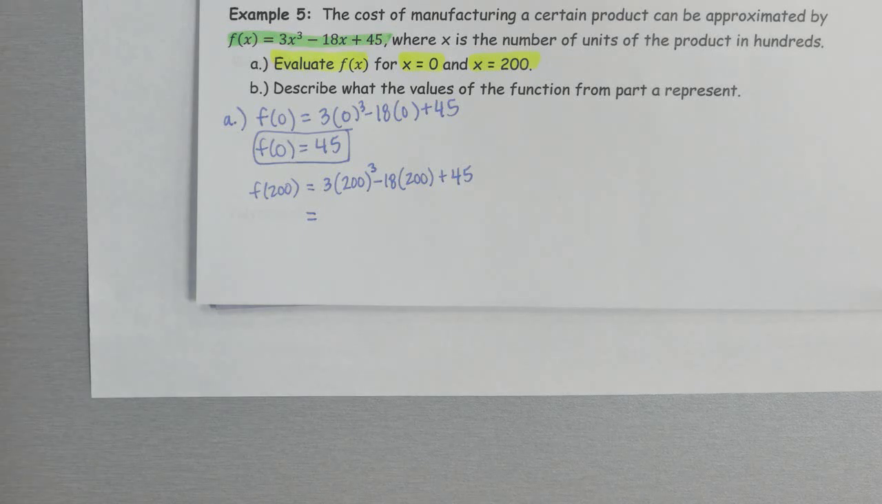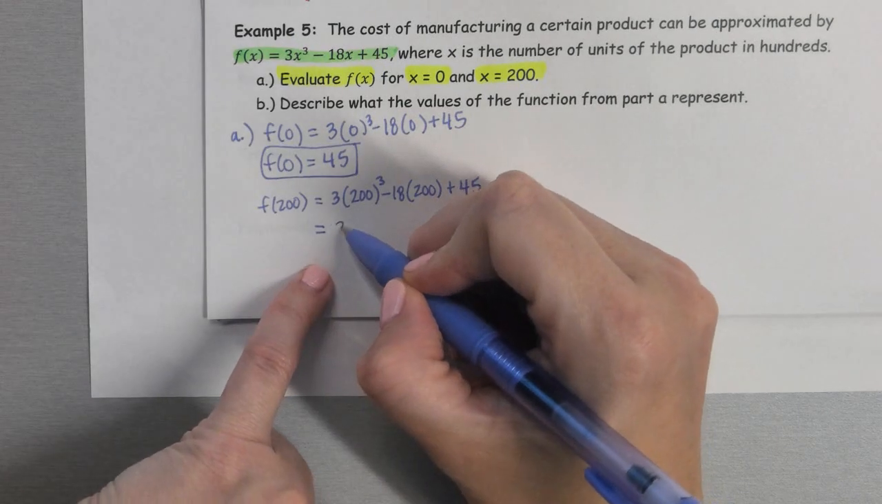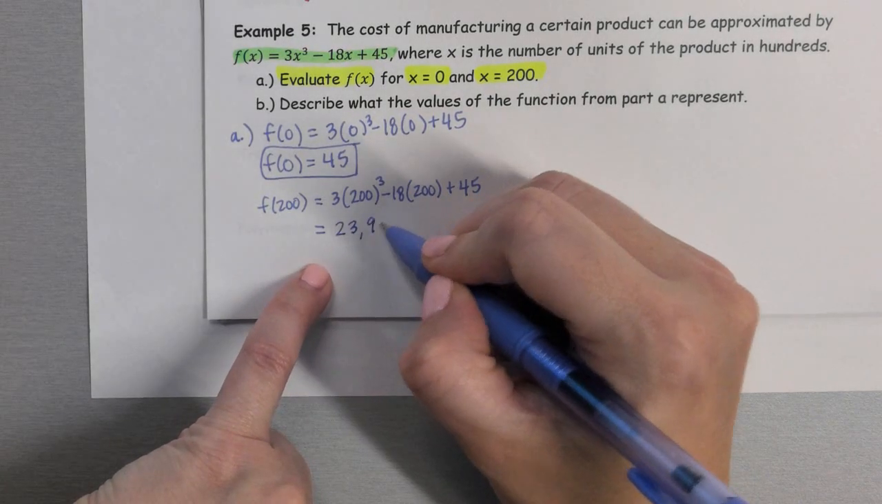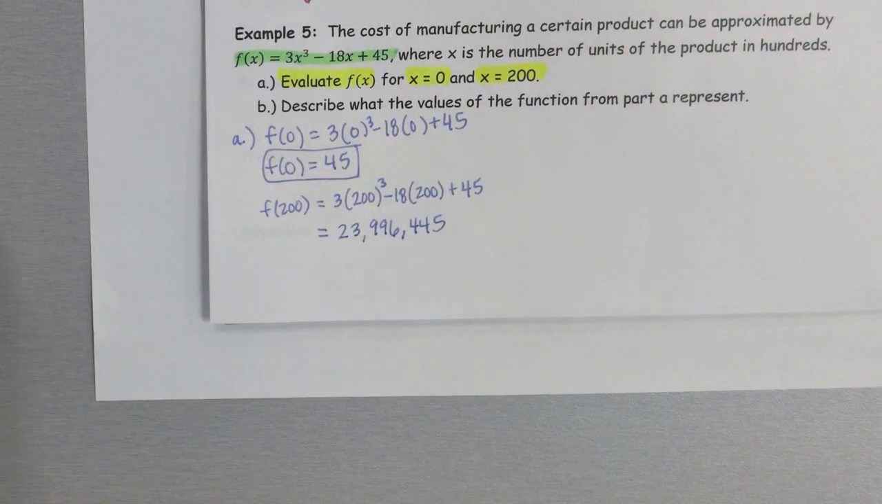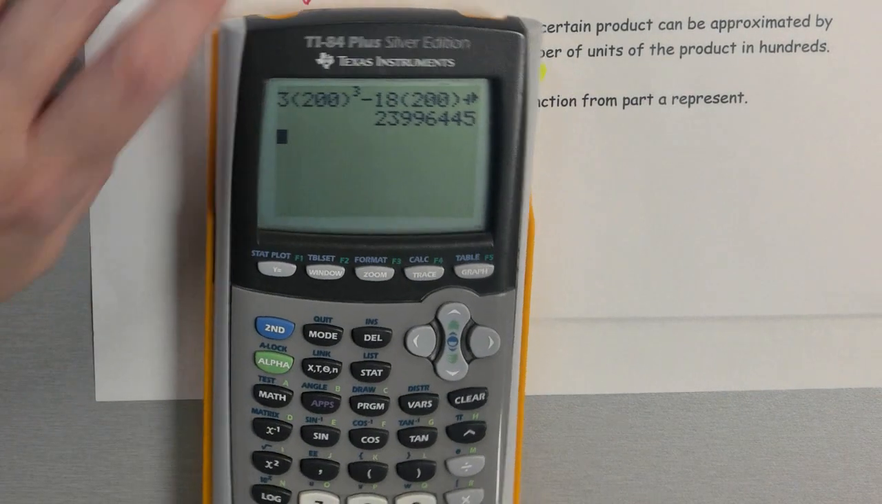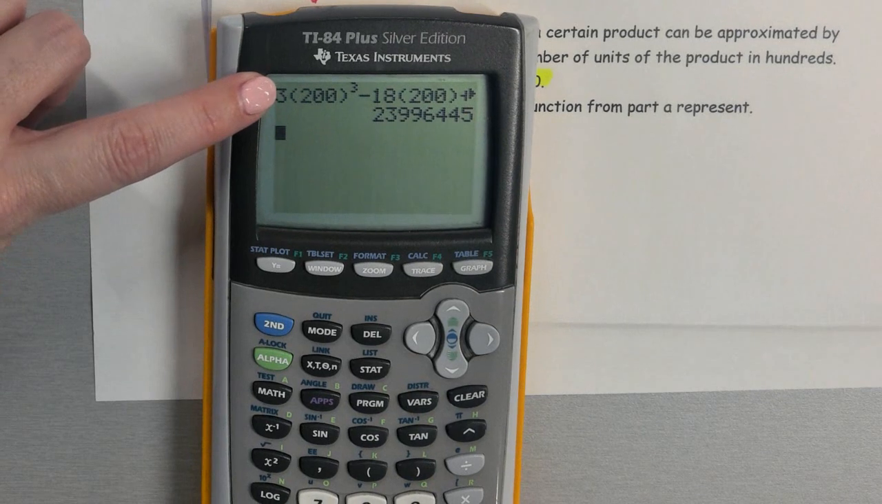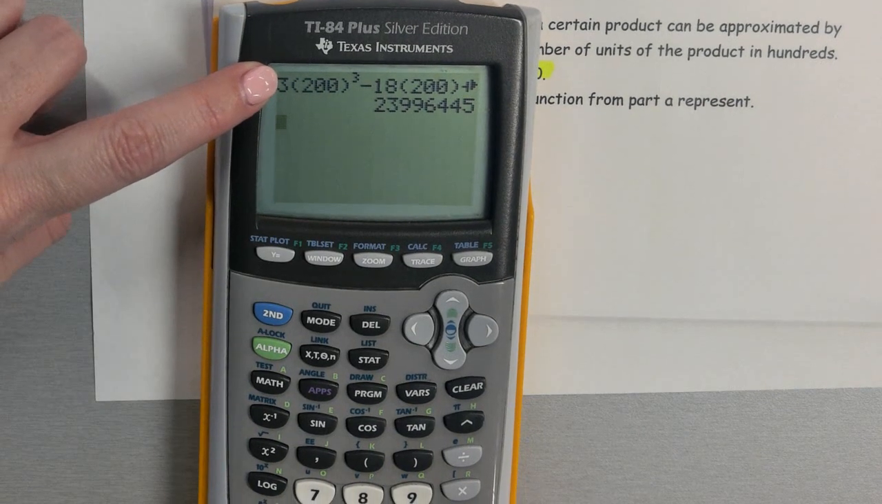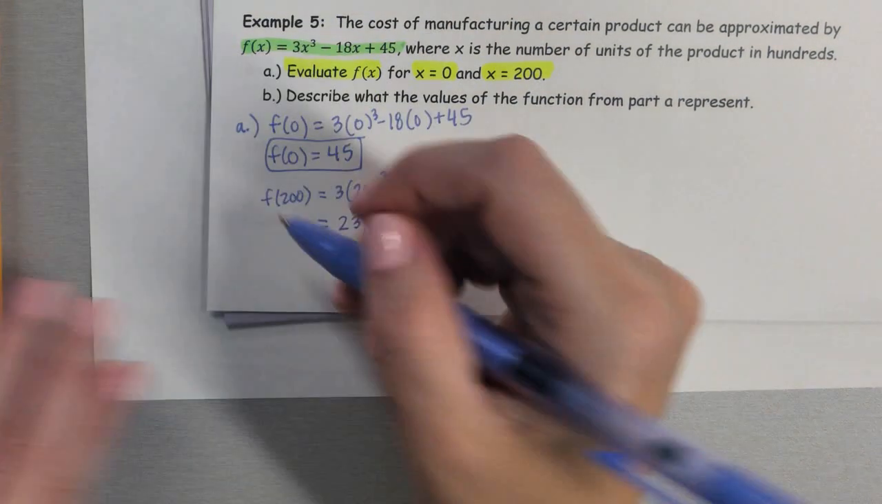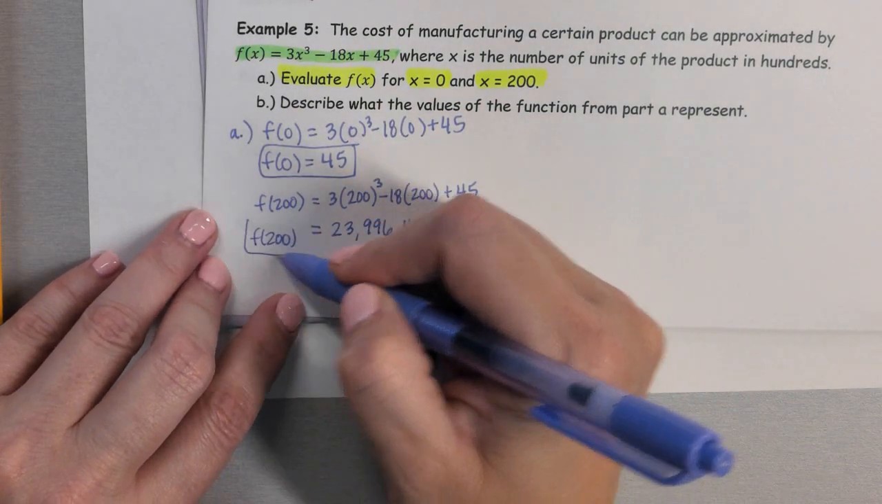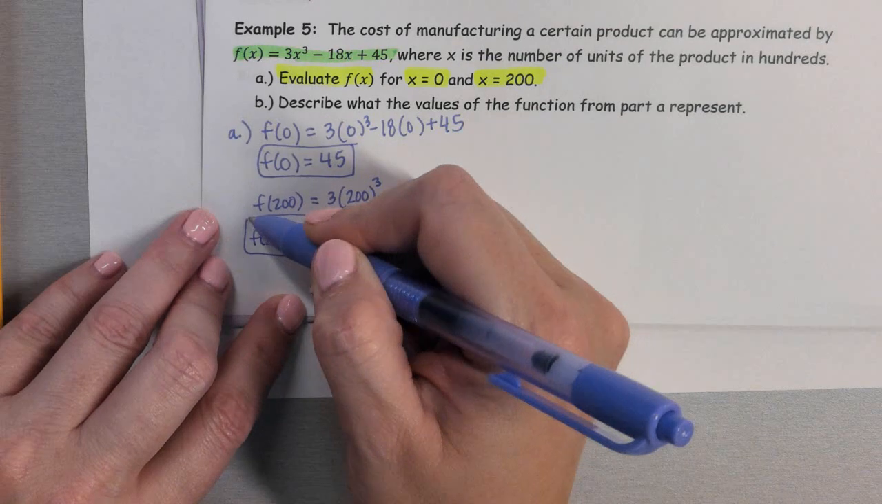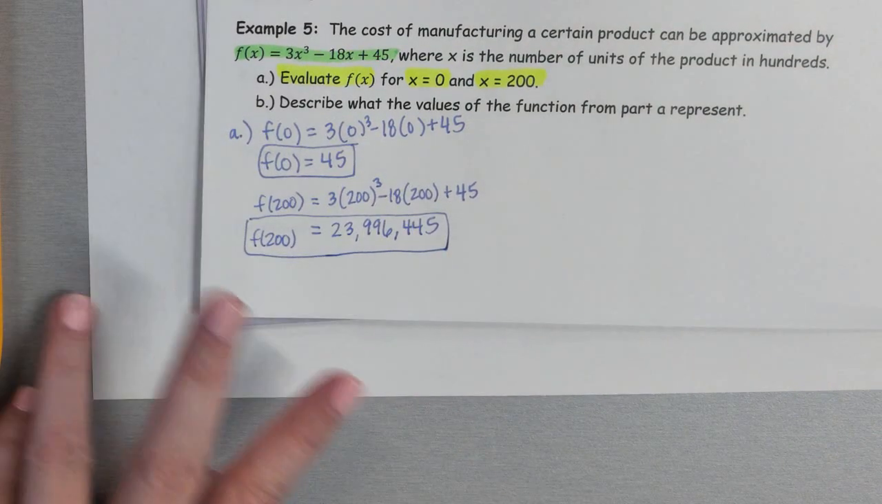All right, Dylan, what'd you get for your final value? I got 23,996,445. Great. Okay, and most of you found it just by plugging that all in, right? Doing your calculation. That's perfectly fine. Yeah, you're good. So this is your f of 200. Okay. All right, we evaluated, we plugged it in.